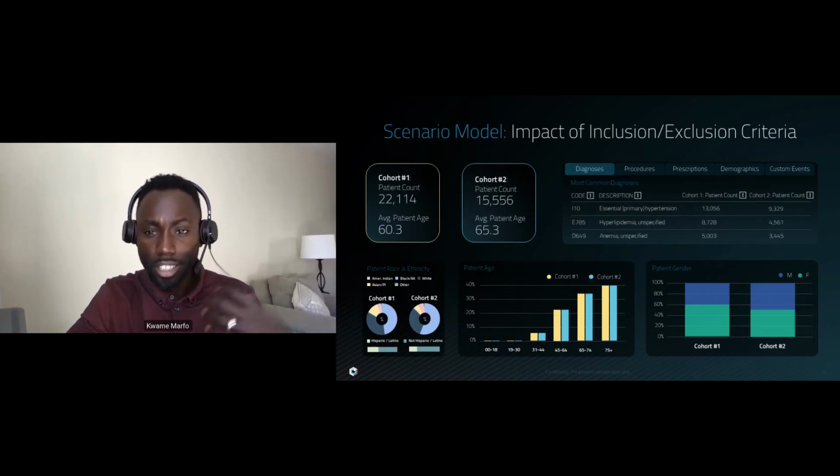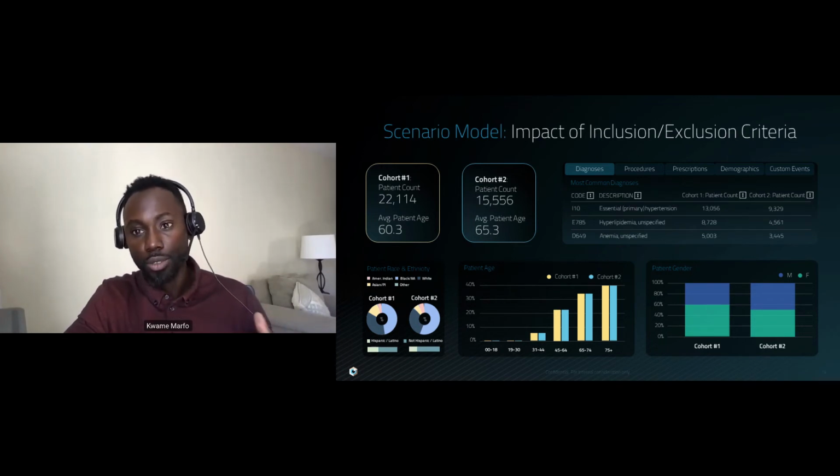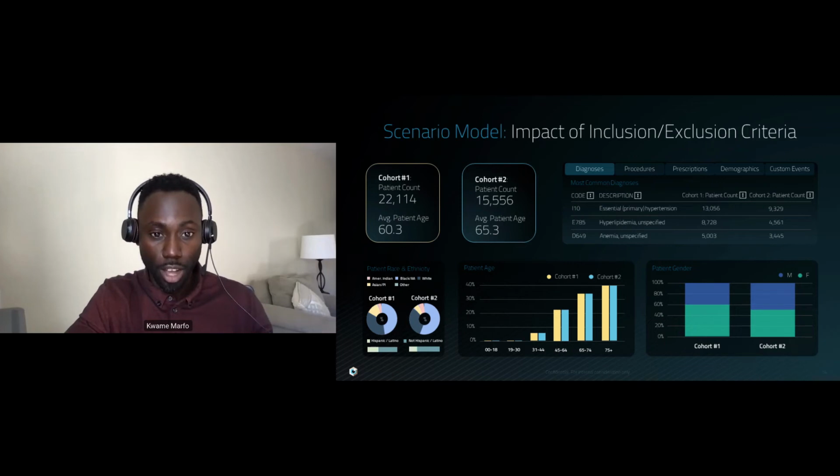But even the knowledge that a particular inclusion exclusion criteria set may disproportionately impact a particular race or ethnic group can begin to inform the strategy of how to think about executing that trial and operationalizing that trial, and what specific levers they might want to consider to mitigate that once that trial gets into the recruitment phase. You can see comparing different sets of inclusion exclusion criteria across different other demographics across the patient population.